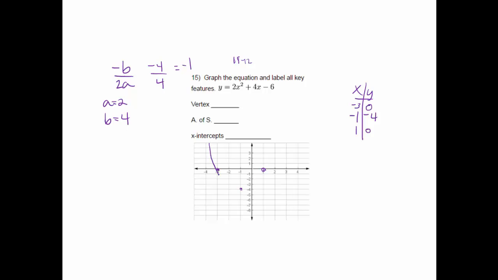And then again, we're just going to go ahead and connect it. There we go. All right, so the vertex was -1, -4. The axis of symmetry would be x equals -1. It's just the x value of the vertex. And the x-intercepts, where is it touching the x-axis? It's touching the x-axis at -3, and then it's touching the x-axis at 1.